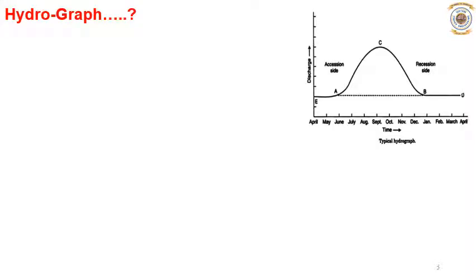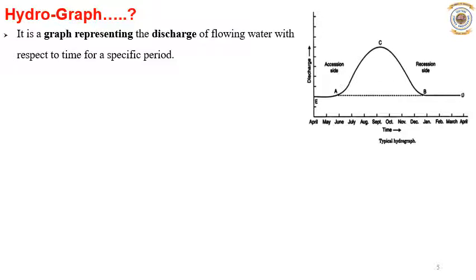Okay, so this is one sketch where you can see a typical hydrograph. A hydrograph is defined as a graph showing discharge, which is nothing but runoff of flowing water, with respect to time for a specified period. So it is a graph representing the discharge of flowing water with respect to time for a specific period.